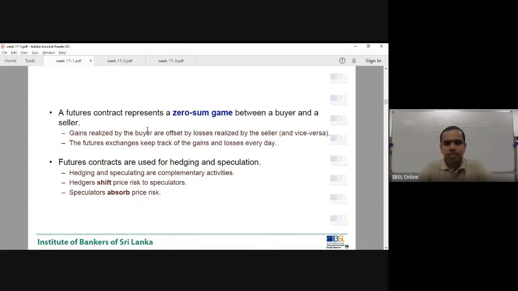Right. So the futures exchange keeps track of gains and losses on a daily basis. So on a daily basis, your account is marked to market, called mark to market. Futures contracts are used for hedging and for speculation. Right. You can use them for hedging as well as for speculation.